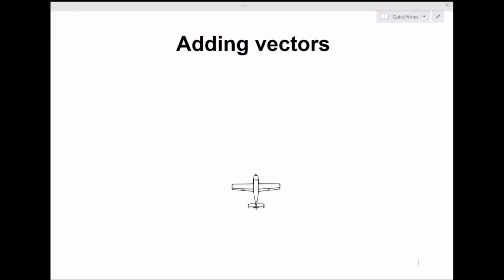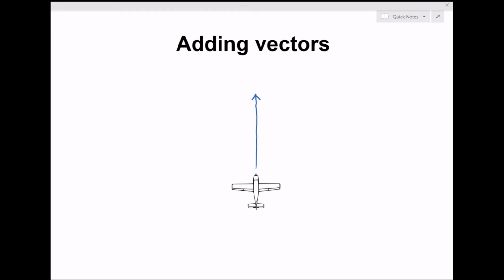Now let's talk about adding vectors and also subtracting vectors. And it turns out mathematically adding vectors is pretty easy, but before that, let's talk about the conceptual aspect, okay? So here we have an airplane, and if you remember, we talked about an airplane example in a previous lesson. And again, think about the velocity as in the speed and the direction of movement of the airplane.